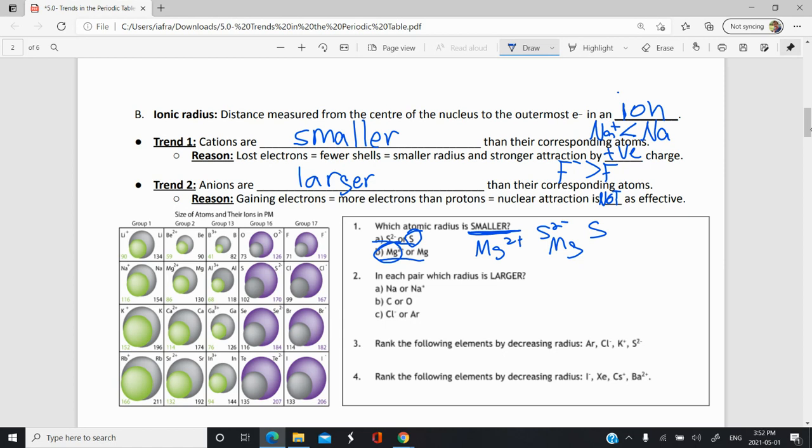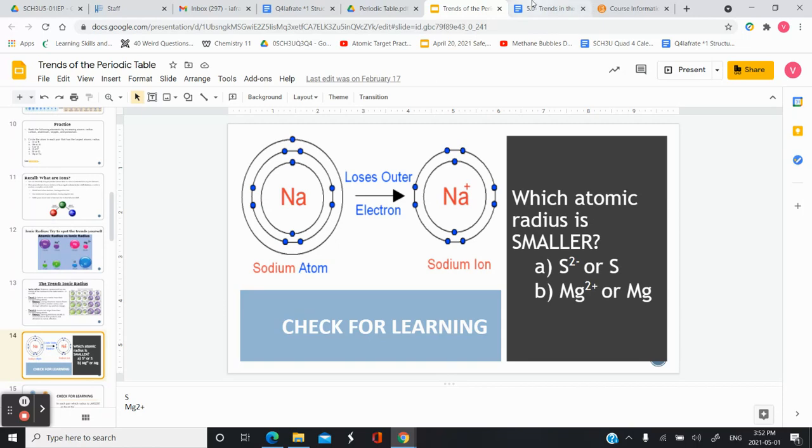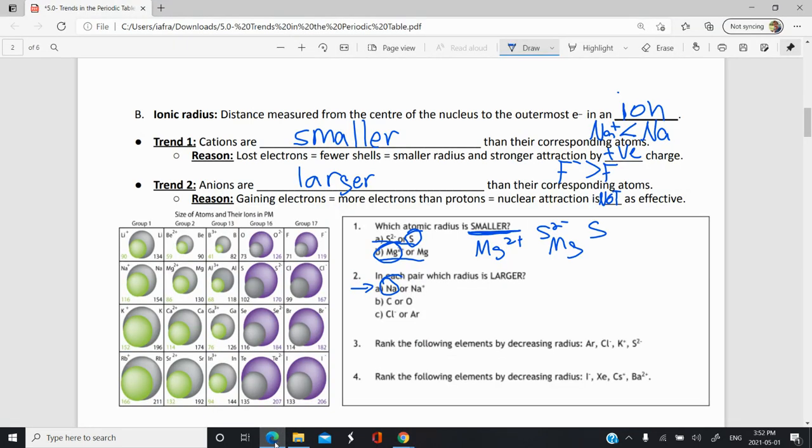In each pair, which radius is larger? So let's look at A. In A, we're comparing the atom to its cation. And remember, the cation is always smaller, so the atom is larger. B, we're just comparing carbon and oxygen, the neutral carbon and oxygen. So let's go to our periodic table over here. Carbon and oxygen. Oxygen is more towards the right within the period, so oxygen is a smaller atom.